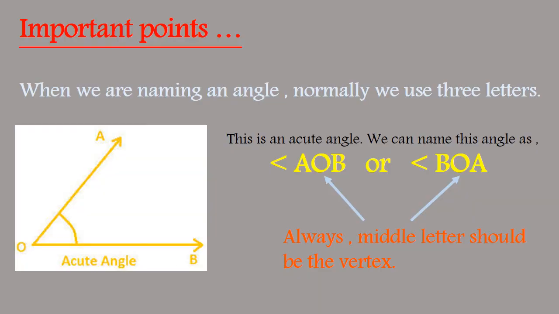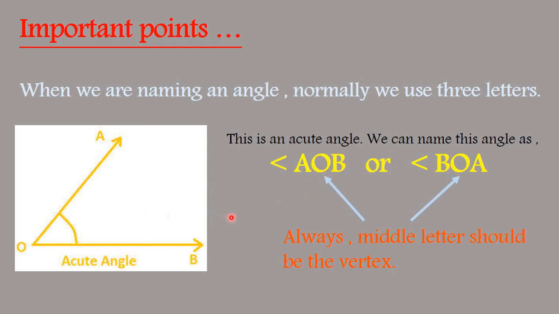Before drawing angles using a protractor, you have to remember this point. When we are naming an angle, normally we use 3 letters. We already know this one, no? Right? When we are naming angles, we are using 3 letters to name the angle. Look at this image. This is an acute angle, right? In these corners, there are 3 letters, A, B and C. Then how to name this angle? We can name this angle in 2 different ways.